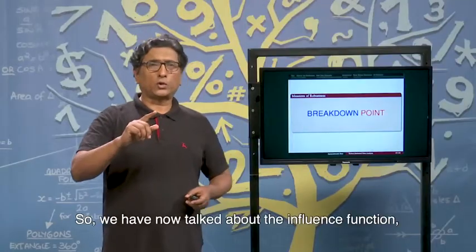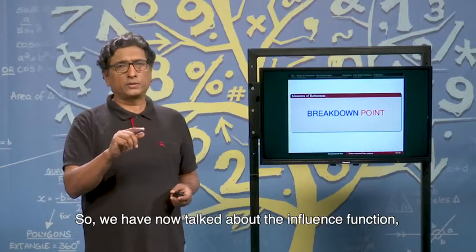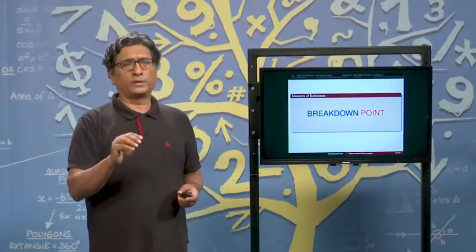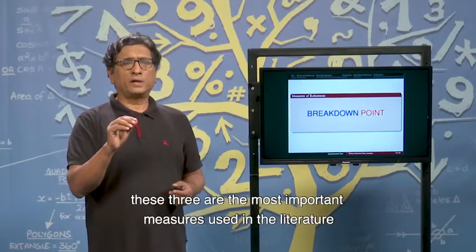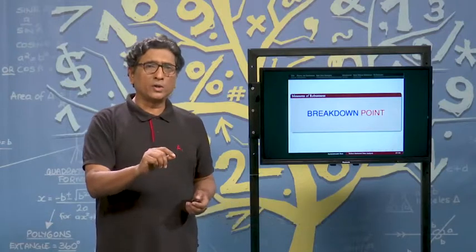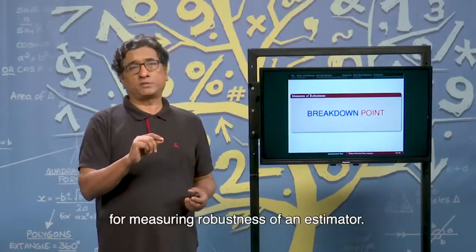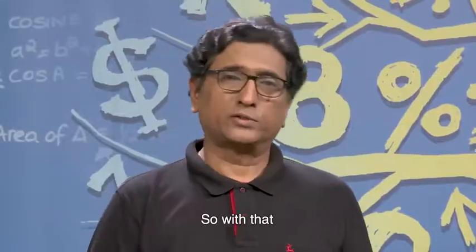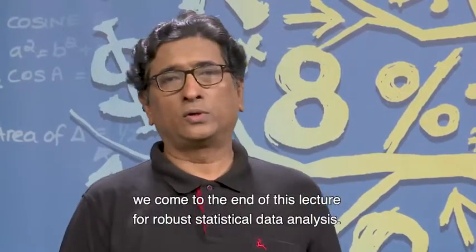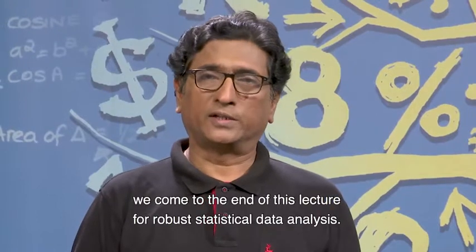So, we have now talked about the influence function, the gross error sensitivity and the breakdown point. These three are the most important measures used in the literature for measuring robustness of an estimator. So, with that we come to the end of this lecture on robust statistical data analysis.